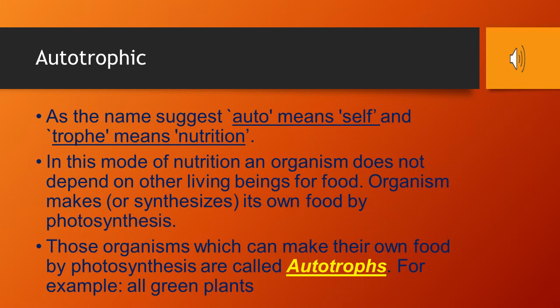And we can say that they do not depend on others for their food. For example, green plants. We all know plants prepare their food by the process of photosynthesis, and those organisms which can make their own food are known as autotrophs. So hence the plants are autotrophic in nature.